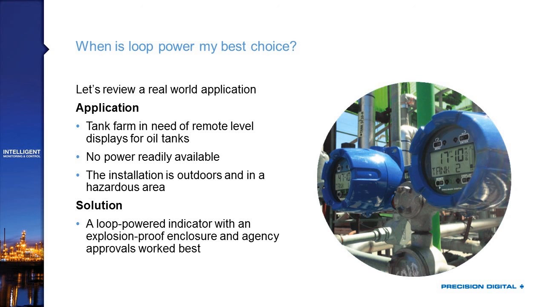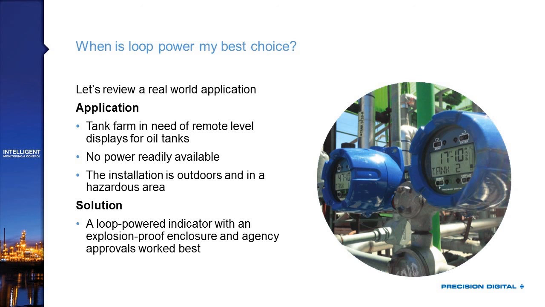Their solution was a loop-powered indicator. They have an explosion-proof system set up. So in order to not have to use barriers, etc., they got a loop-powered device that was in an explosion-proof enclosure. The advantage of using a loop-powered indicator, rather than, say, a line-powered device that could go in an explosion-proof enclosure and be put into the area, is that now they can display the 4 to 20 milliamp signal showing level on a nice feet and inches display, like you see there in the photo, and they don't have to run power lines anywhere.